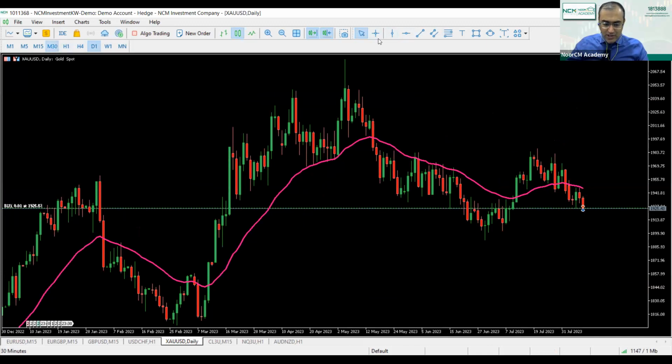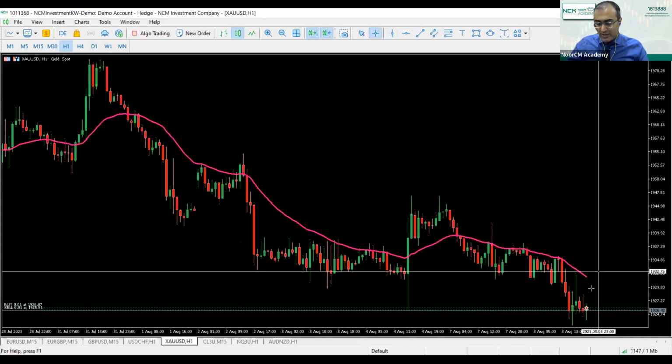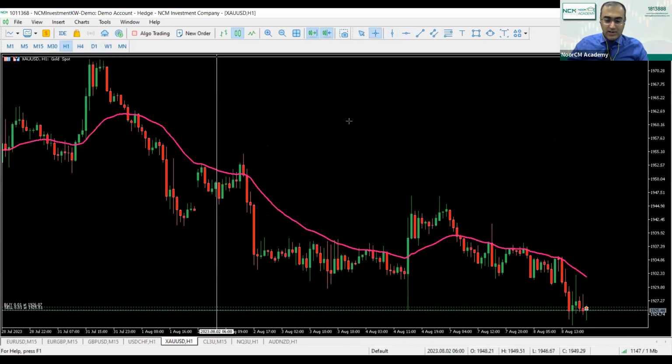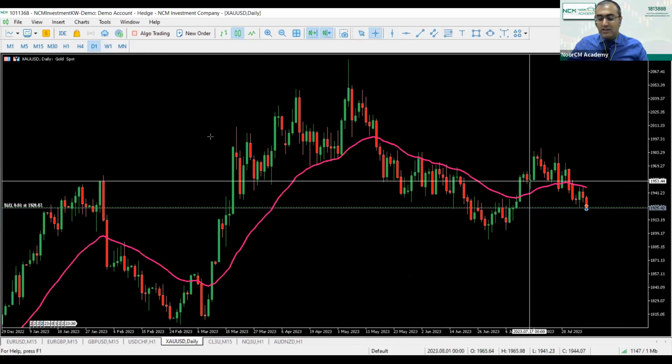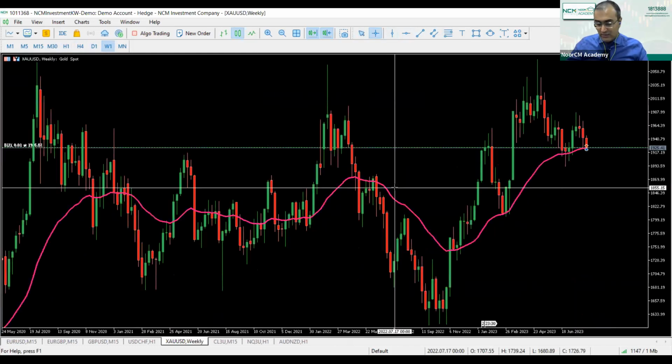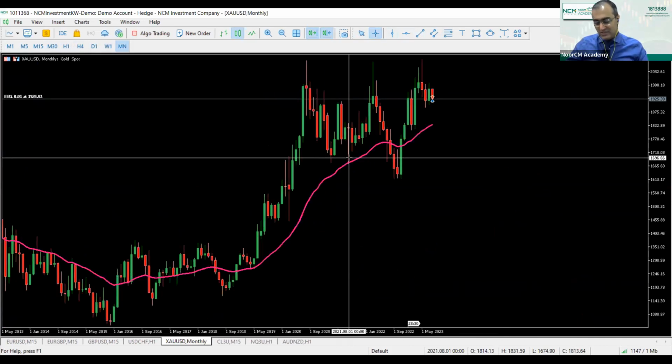Its value will change on the 1 hour chart because on the 1 hour chart, it is calculating the average price of the last 30 bars, meaning the last 30 hours. On the daily chart, it will calculate the price of the last 30 days. On the weekly chart, the last 30 weeks. On the monthly chart, it will calculate the price of the last 30 months.